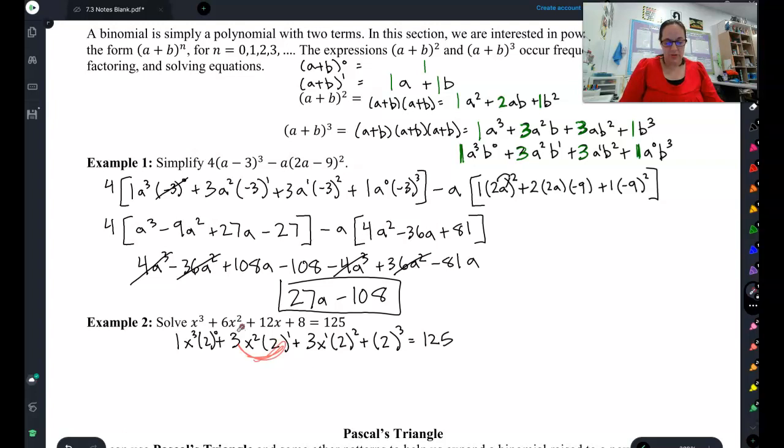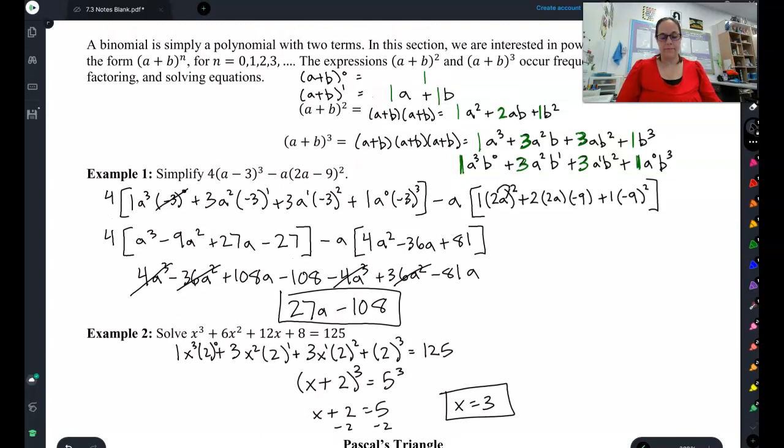So 3 times 2 gives me my 6. 3 times 2 squared gives me my 12. And 2 cubed gives me my 8. So now that I've put all the patterns here, I see that this is going to be an x cubed, and this is going to be a 2 cubed. So if I were to FOIL this out, this is the pattern that I would get. And then it equals 125, which is actually 5 cubed. So now we can cube root both sides. I get x plus 2 equals 5, minus 2 to get x equals 3.